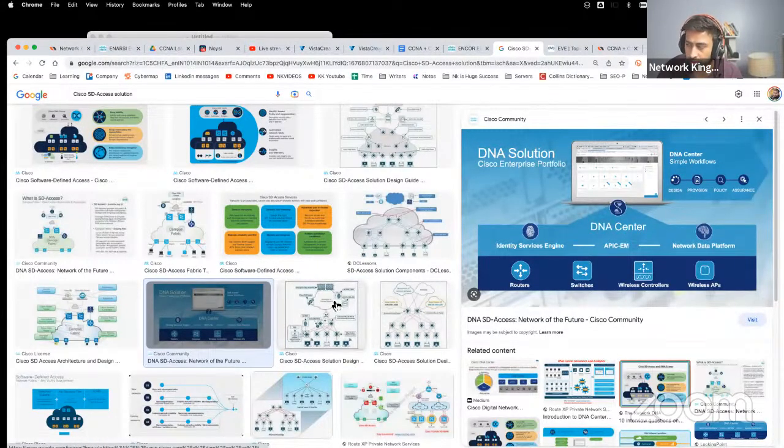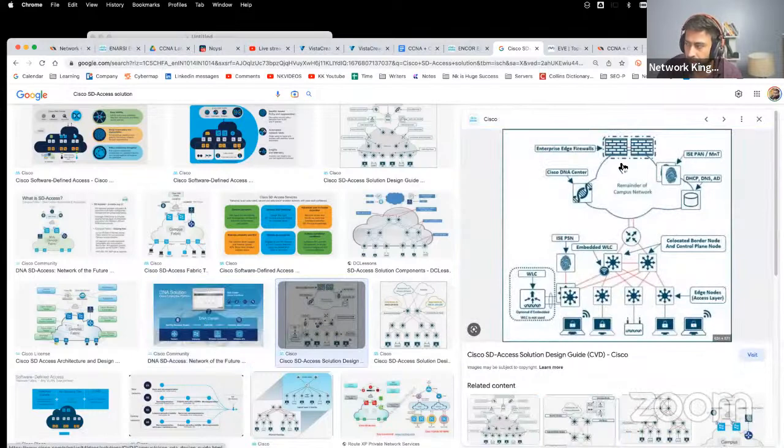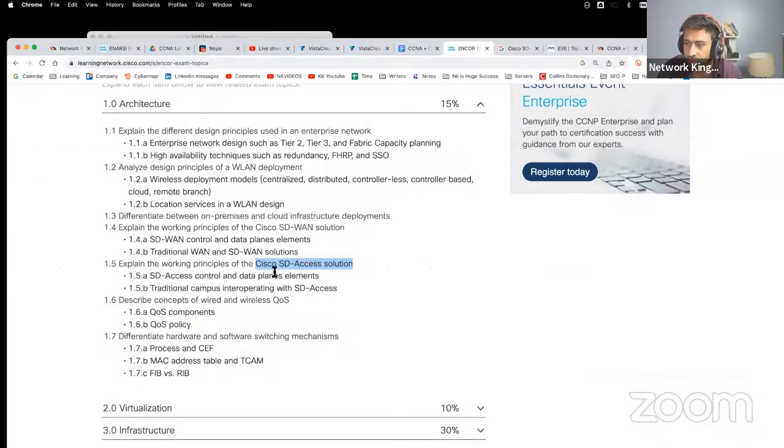Definitely it's one of the top solutions in the market today, which is called the Cisco SD access solution. Then we are going to learn now.